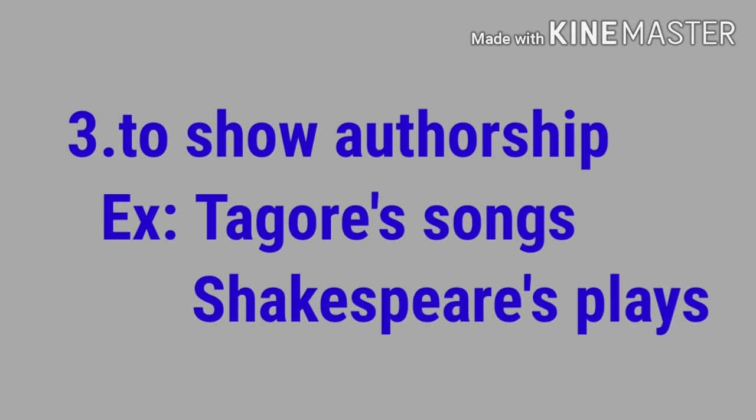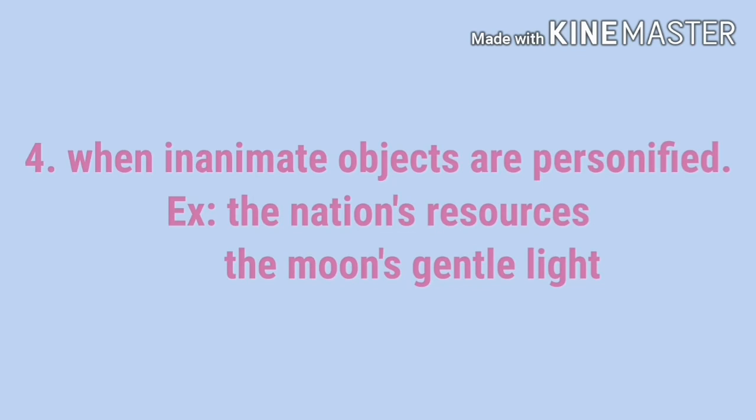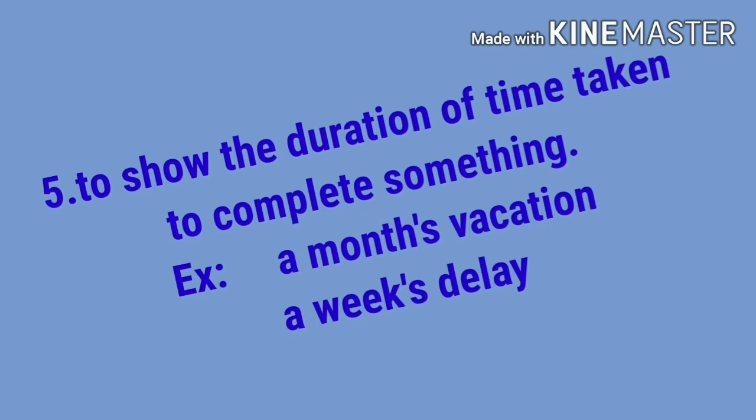Fourth one, when inanimate objects are personified. For example, the nation's resources. Whose resources? Nation. Inanimate means non-living things. So we add apostrophe s to the noun nation. Second, the moon's gentle light. Whose gentle light? The moon's gentle light.